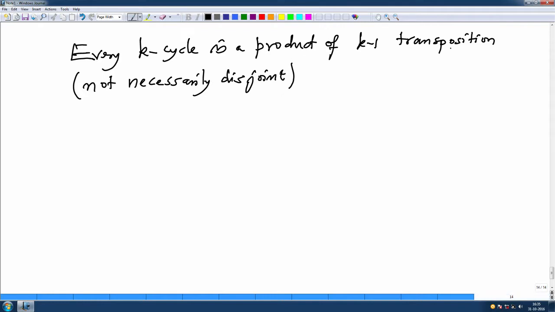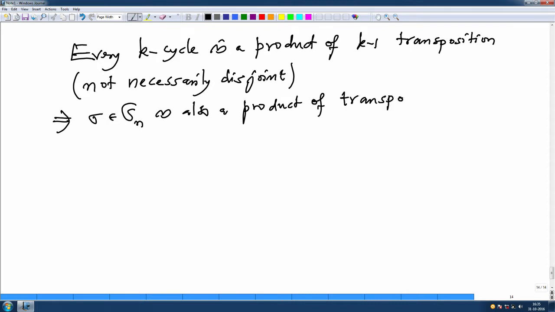So once every k-cycle is a product of transpositions, then every sigma is also a product of transpositions, because you take sigma, write sigma as a product of disjoint cycles, and each cycle you decompose into k minus 1 transpositions. So each sigma will be a product of transpositions.